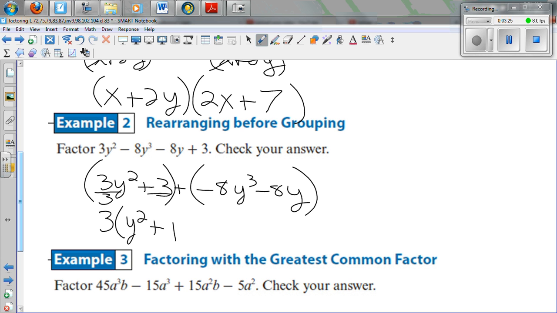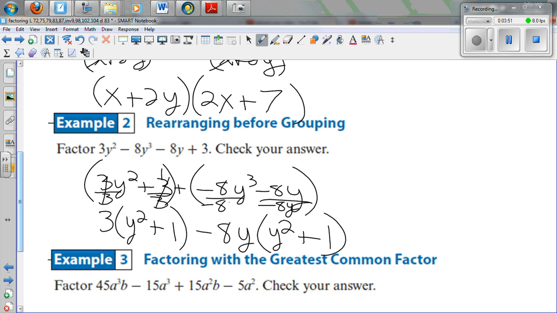Please remember, you're dividing 3 off. And when you divide 3 off, you're left with 1. In the second term, since those are both negative and the first ones are both positive, I'm going to take out a negative 8y, because they also have a y in common. And what I'm left with then is y squared plus 1, because I took a negative 8y off of each of these. So there's where I got my y squared. And here, these both cancel out, so all I'm left with is 1.